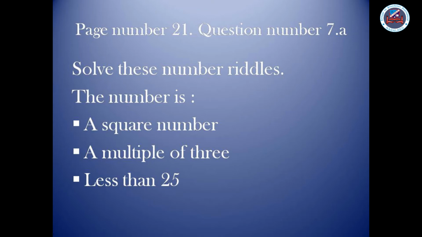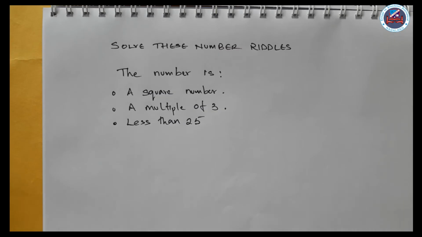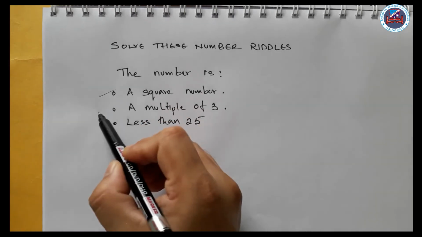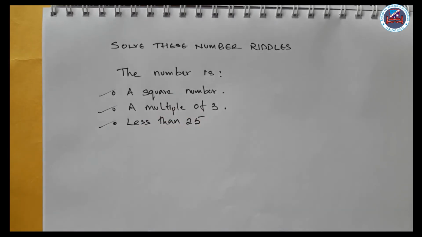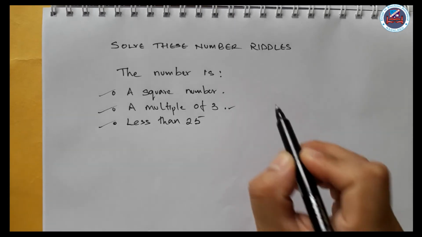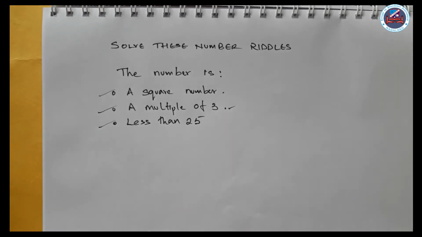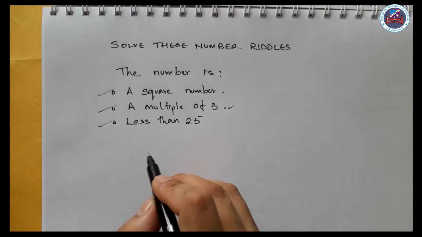Solve these number riddles. The number is a square number, a multiple of 3 and less than 25. In this question we have to find a number using these 3 clues. So let's start. I want to start from the second one, multiple of 3. Let's write down the multiples of 3.